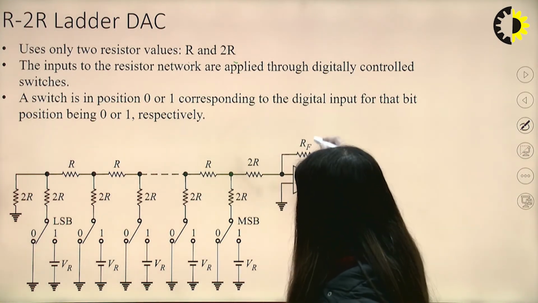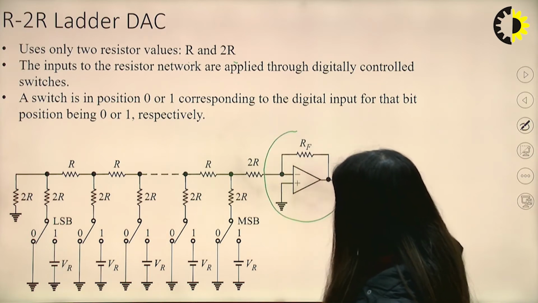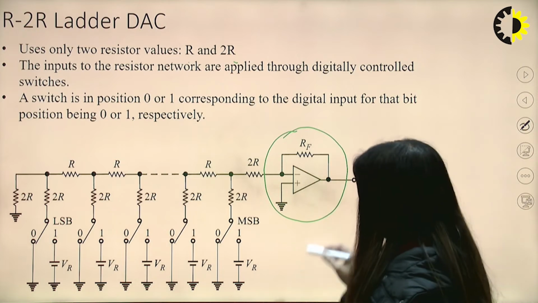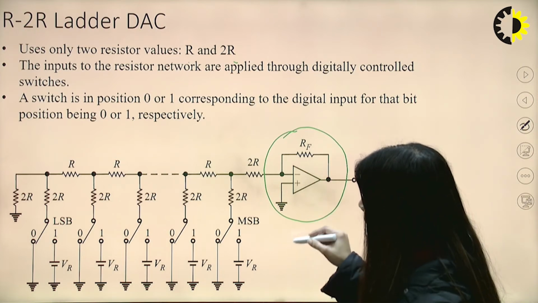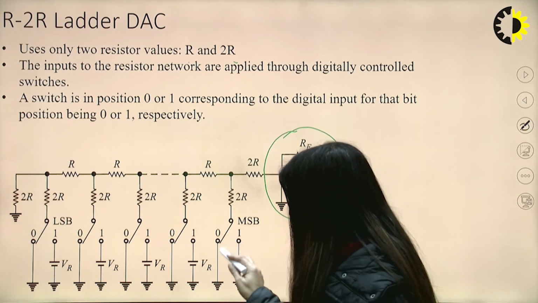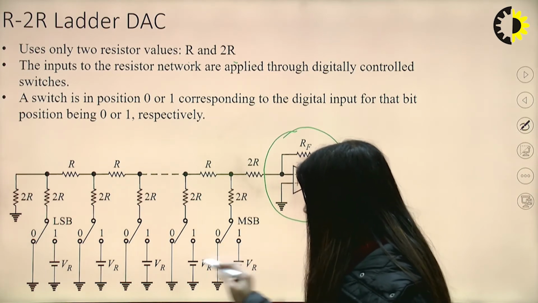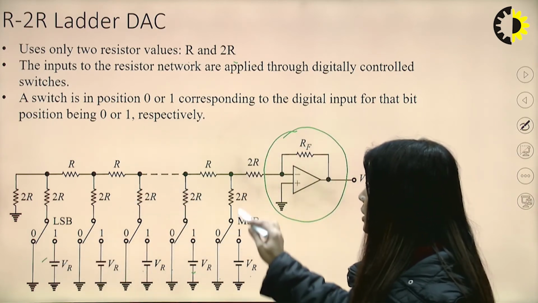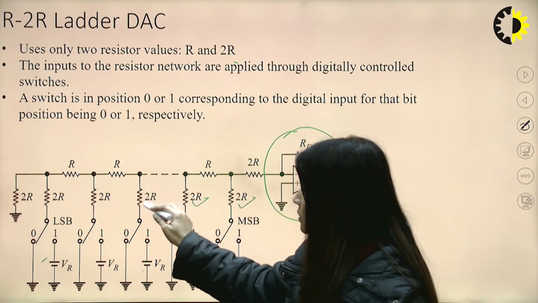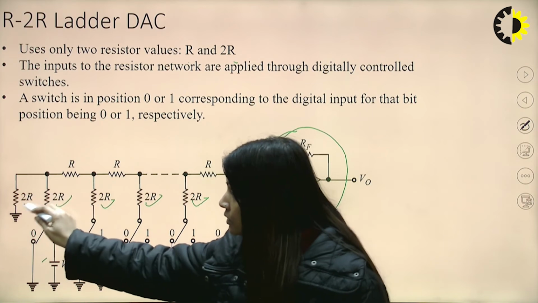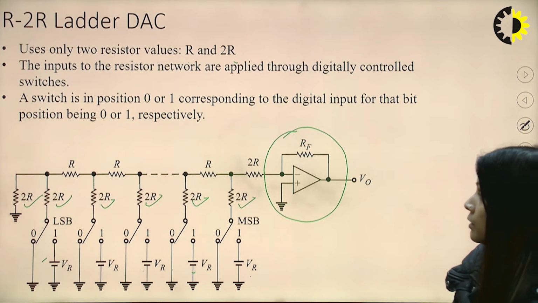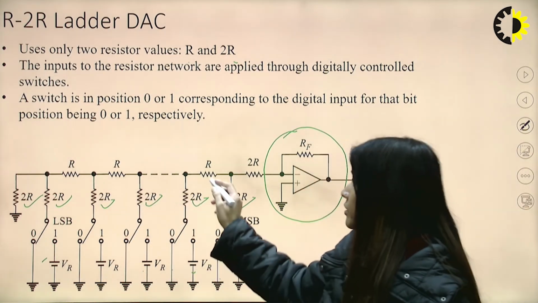All the circuits of R to 2R will be connected to this particular op-amp amplifier with feedback resistance RF, and then the corresponding ground and VR connections are connected to the 2R resistances here. So the switches are connected via 2R resistances, and in the middle of these 2R resistances we have all the R resistances.